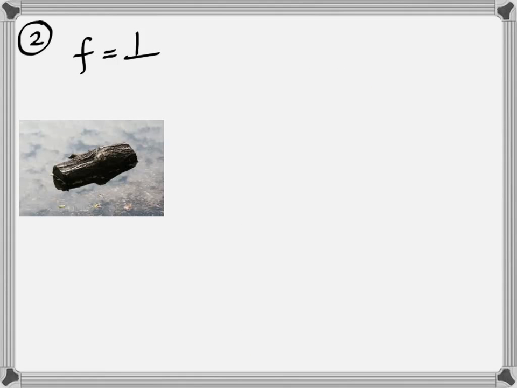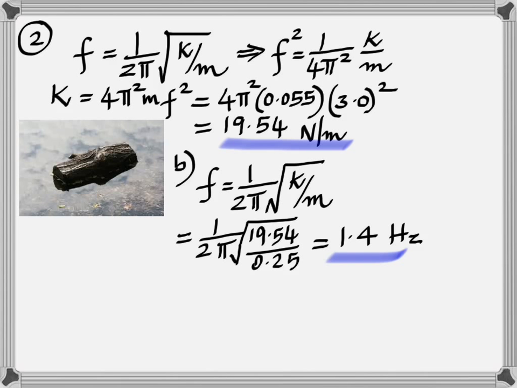And you have number two. Find the frequency using the spring formula, because this floating object really behaves like a compressed spring. So find K and then use that K to find the frequency.